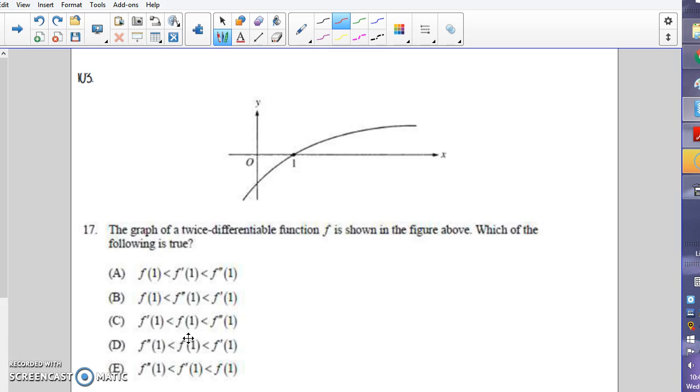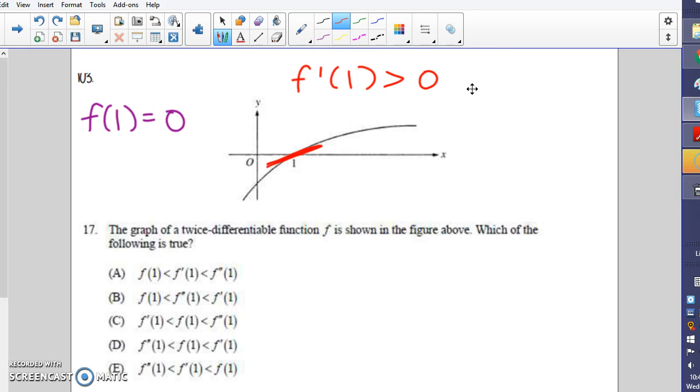This is a tough one. I think this was on your semester exam review packet as well. The way that I pieced it together is you have a whole bunch of f's and f primes and f double primes. The first thing is f of 1 is equal to 0, and that was my starting point. Then I did f prime at 1, which is your slope, so that was going to be greater than 0.